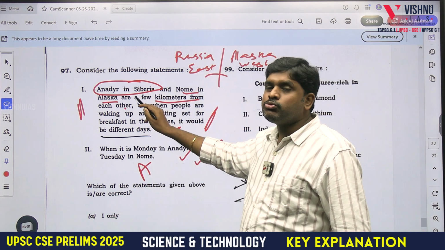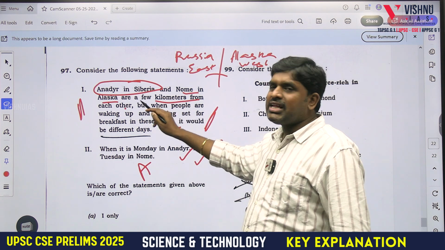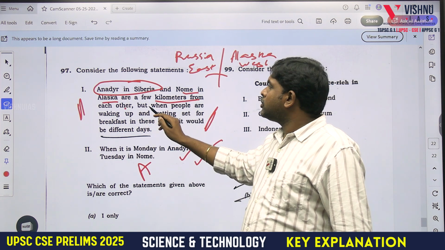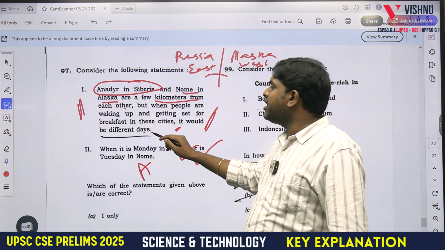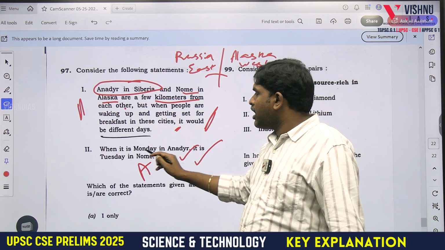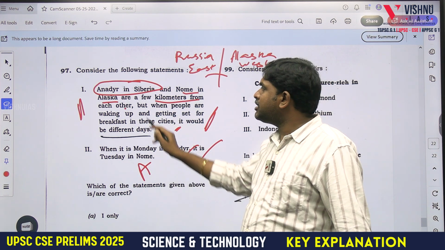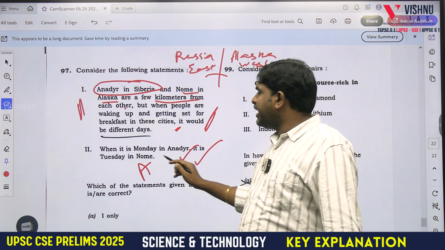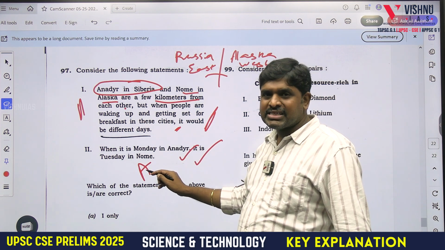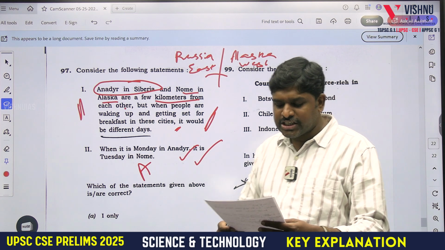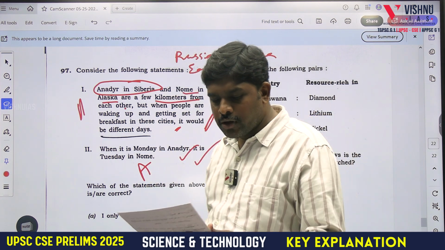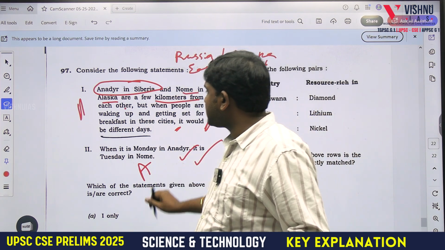Anadyr in Siberia means Russia side. Nome in Alaska means west side. But when people are waking up and getting set for breakfast, it would be different days. When it is Monday in Anadyr, in Siberia, it is not Tuesday in Nome, Alaska, it will be Sunday in Alaska because of the change in time. So, answer is A, yes.